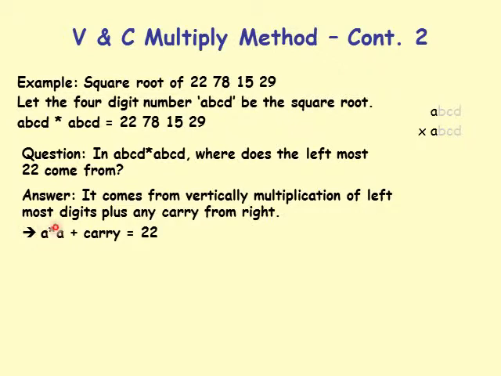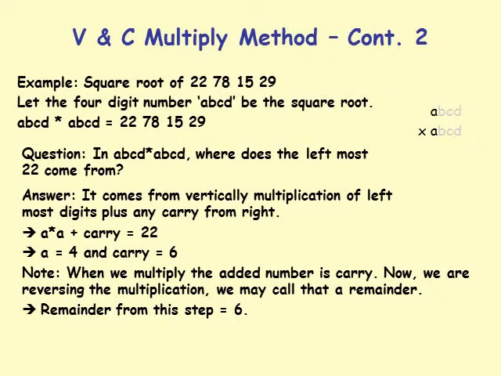So A times A plus carry is equal to 22. This 22 must come from A times A plus any carry we got from the right. That means A is equal to 4 and the carry is equal to 6. We already know the leftmost digit is 4 and the carry from the right must be 6.